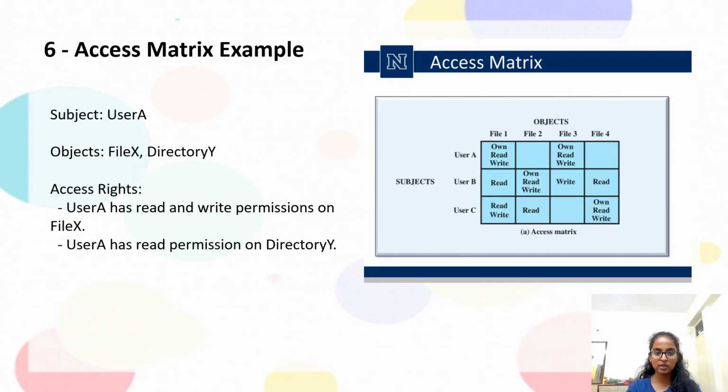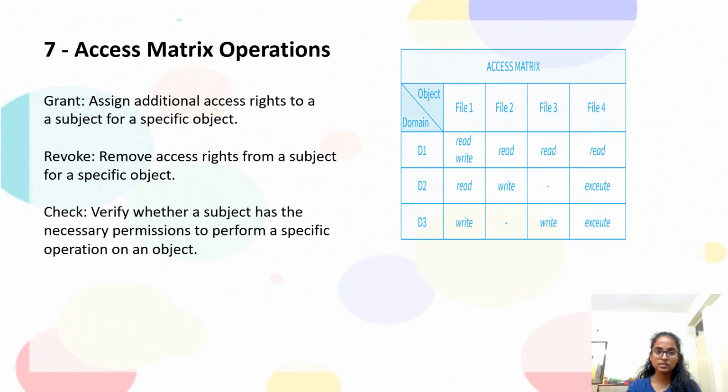Access matrix example. The subject is a user A and the objects are file X and directory Y. For access rights, user A has read and write permissions on file X. User A has read permission on directory Y. Access matrix operations. Grant: add additional access rights to a subject for a specific object. Revoke: remove access rights from the subject for a specific object.